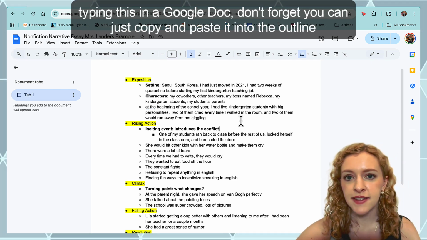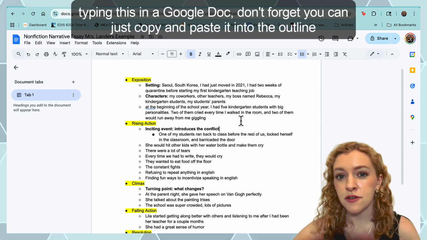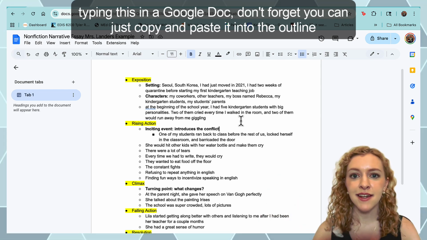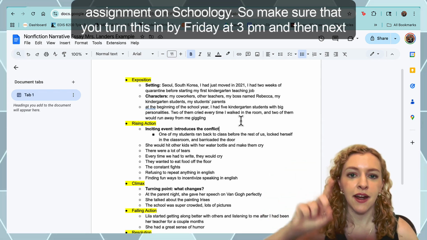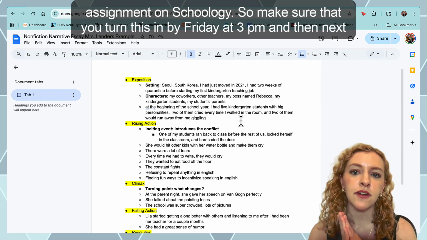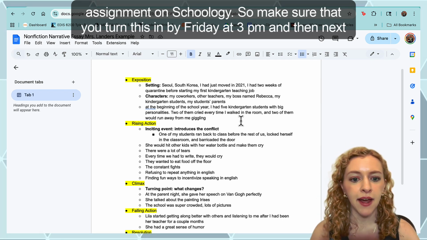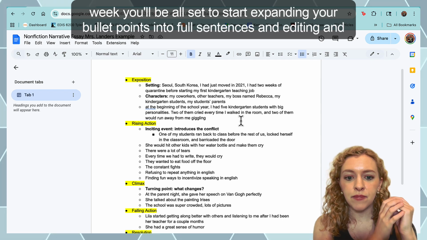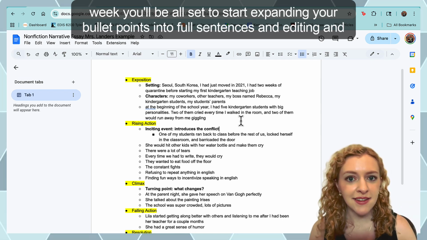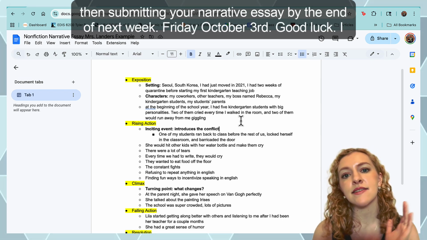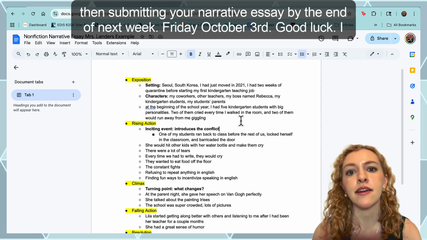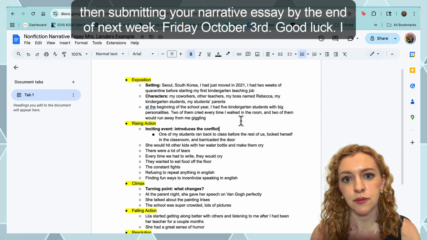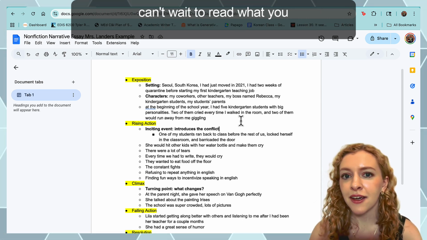So if you started typing this in a Google Doc, don't forget you can just copy and paste it into the outline assignment on Schoology. So make sure that you turn this in by Friday at 3 p.m. And then next week, you'll be all set to start expanding your bullet points into full sentences and editing and then submitting your narrative essay by the end of next week, Friday, October 3rd. Good luck. I can't wait to read what you write.